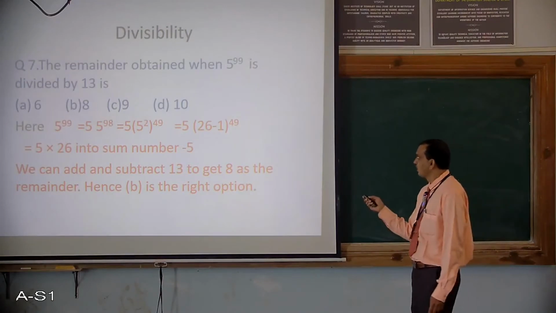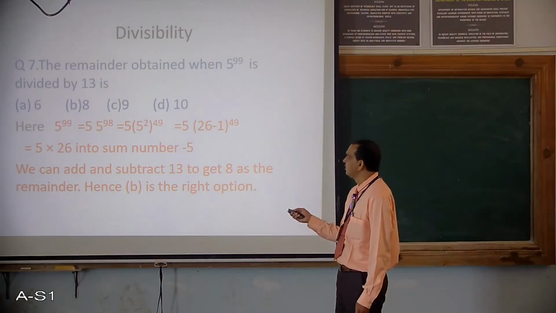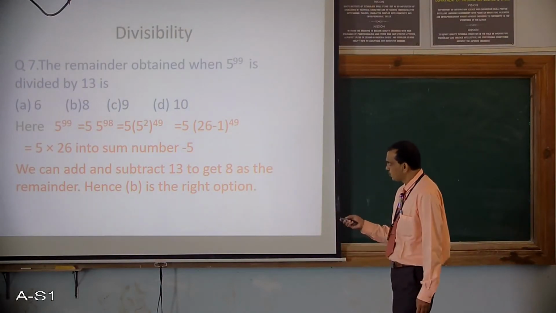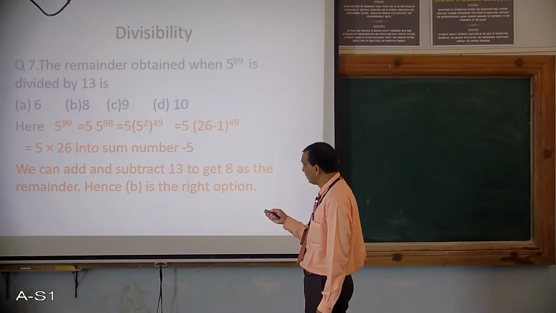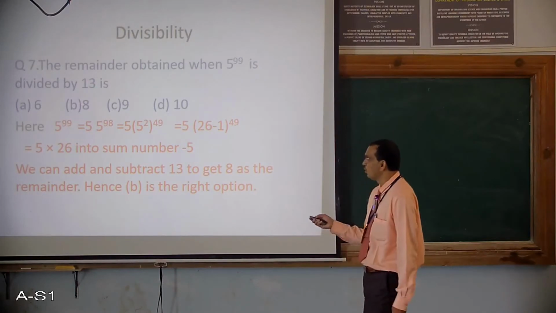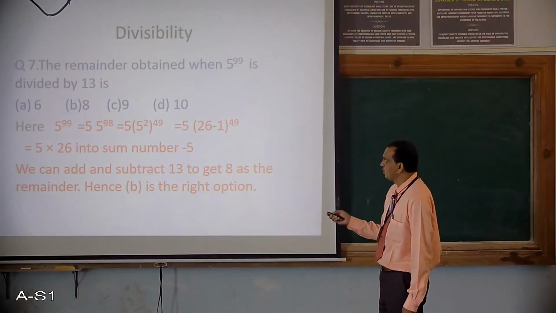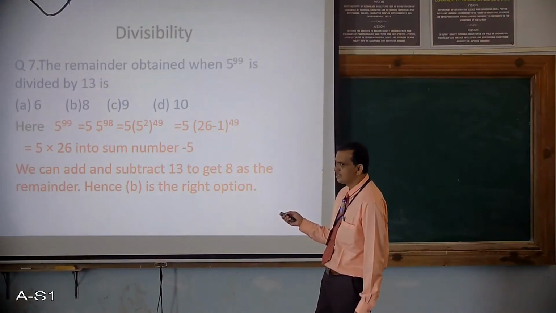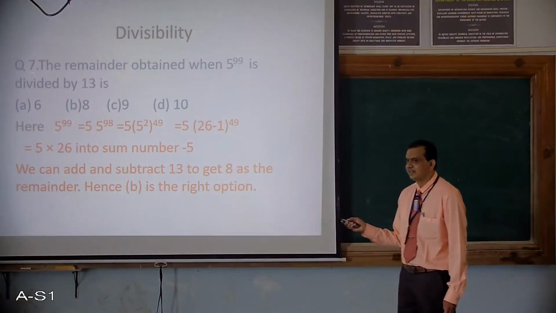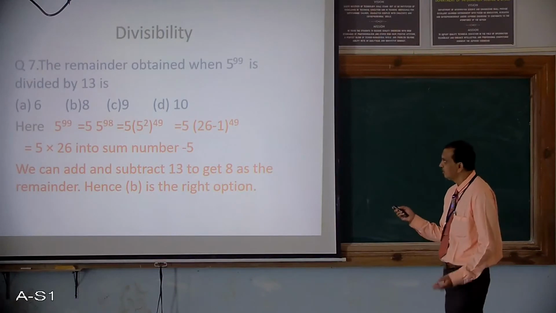The remainder obtained when 5^99 is divided by 13 is... So remember, the focus should be on 13 because that is the number which is dividing something. So the remainder will come according to 13. So anything close to 13 is fine. If 13 is there, fine. 26 is there, fine. 39 is there, it is fine. So think about that. Always you have to think in that direction.